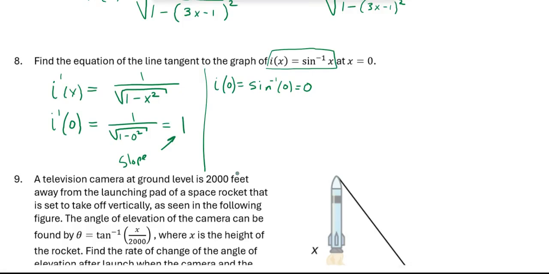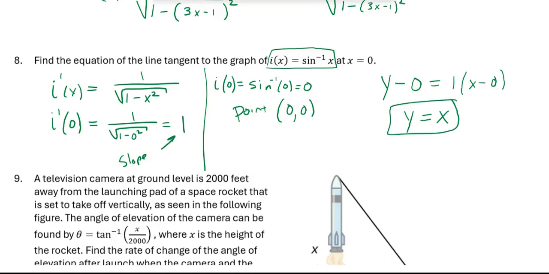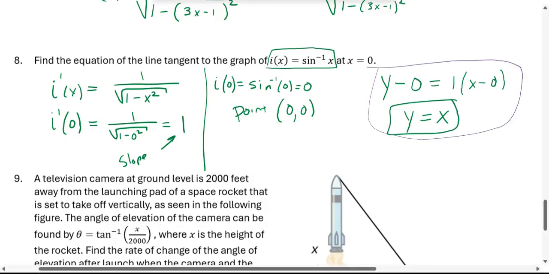Remember, when we're doing sine inverse, we only consider the domain to be between negative 1 and 1, and our range, our output values, we're only going to accept values between negative pi over 2 and pi over 2. So even though, of course, on the unit circle, you can go infinitely many times to find a spot, we're only going to use that one spot where x is 0. So we have the value there. Our point would be, when you plug in 0, you get out 0. When you plug into the equation of the line, you get y minus y1 is equal to m times x minus x1. You simply get the line y equals x.